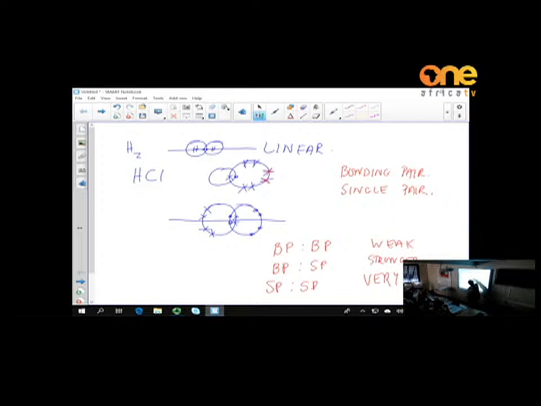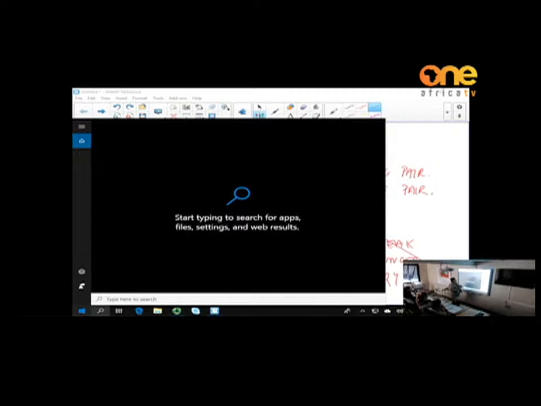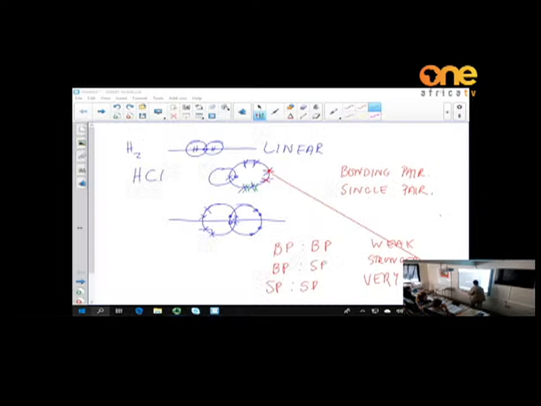Well, here I have a single pair, and there I have a single pair. If I have a single pair, now they go separate. There's a single pair and there's a single pair. These two repel each other, so they push away. They will push away as far as they can in 3 dimensions.